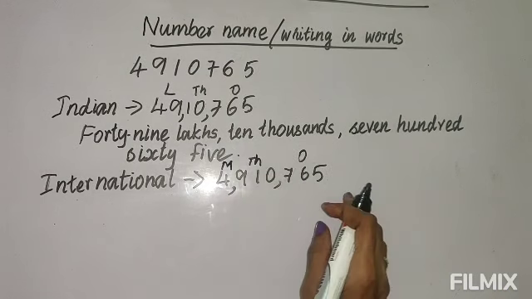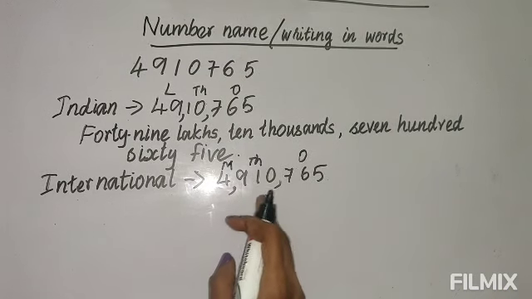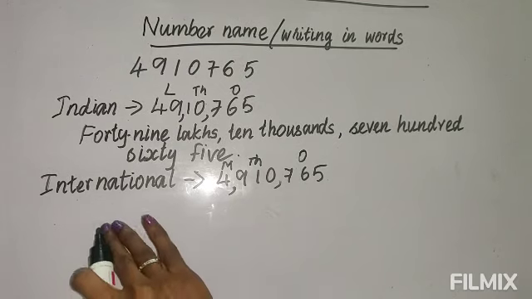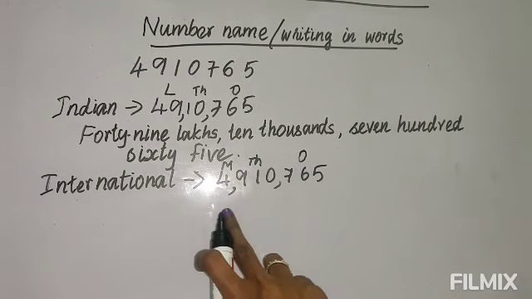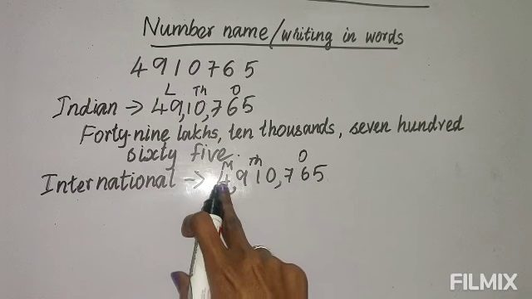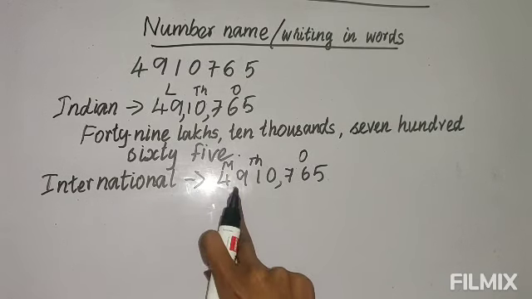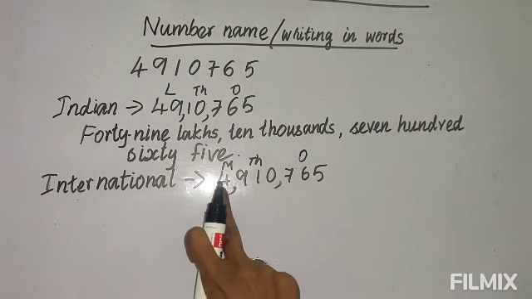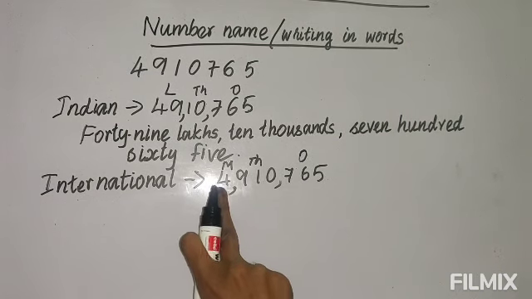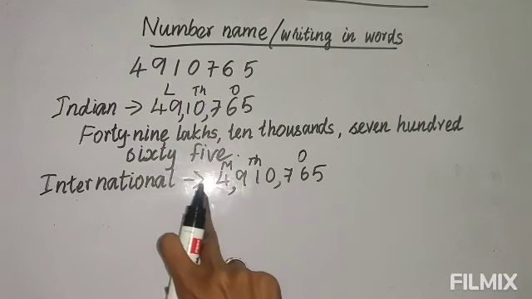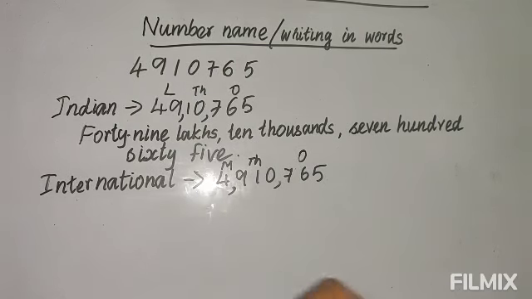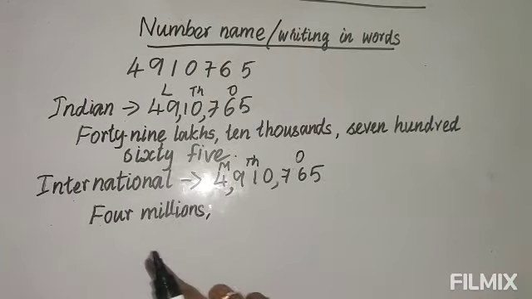When you put a comma, you put it from the right side, but when you write the number name, you write from the left side. Here you only count up to the comma. Up to this comma, the number is only 4, and its period is million, so you will write 4 million. So 4 million we have written.